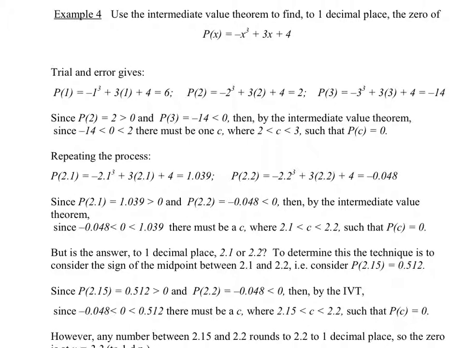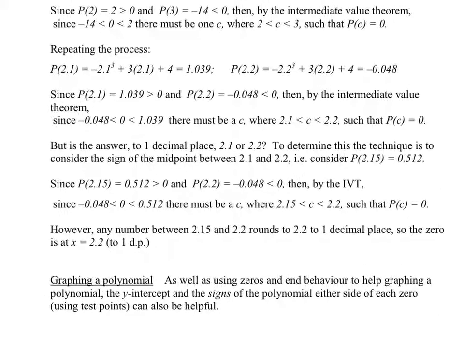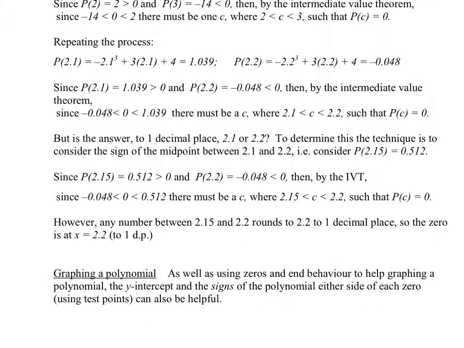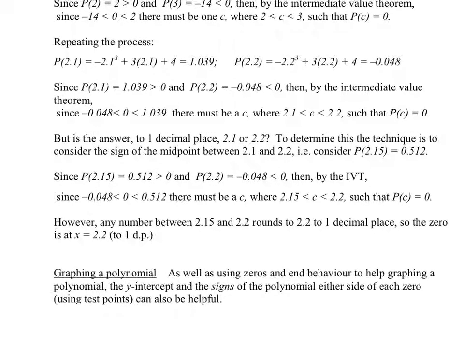And that's just what is said down here. Since we know that our number is between 2.15 and 2.2, we round it to 2.2.